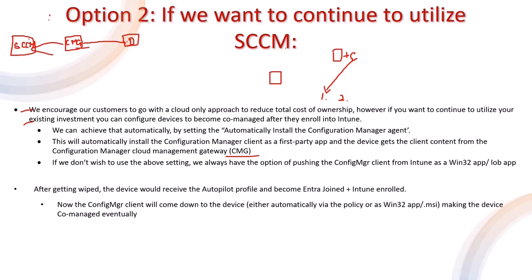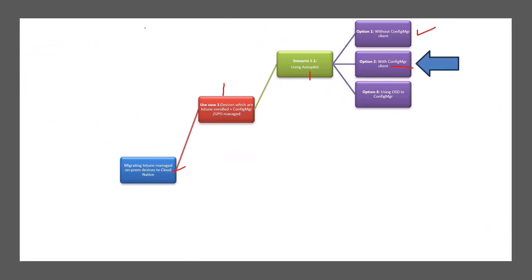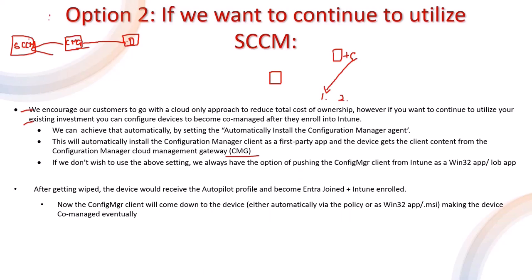So there are two things that we have established in this scenario, that is option 2. What is option 2? Option 2 is wherein we want to autopilot a device which was initially config manager managed or group policy managed and enrolled to Intune and hybrid Azure AD joined. If we want to autopilot them and get them to cloud native, but continue using config manager, and in the end have that device managed as co-management, then there are two things that we need to configure.